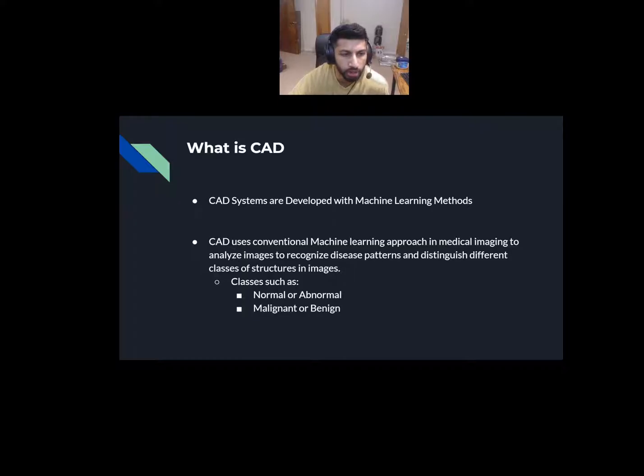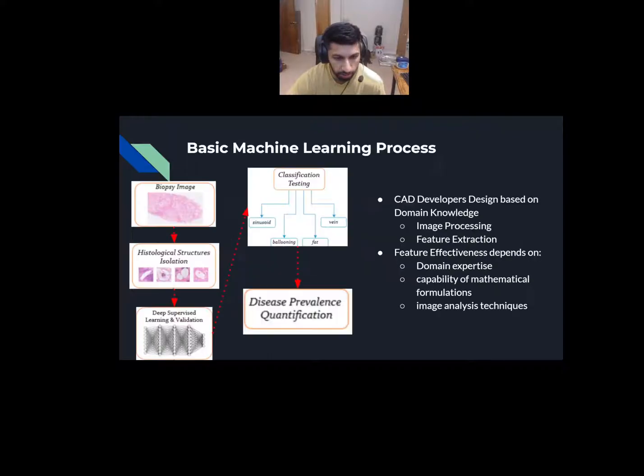So what is a CAD? CAD systems are developed with a machine learning method. Before, CAD used conventional machine learning approaches in medical images to analyze the image, recognize disease patterns, and distinguish between different structures in the image. Classes could be normal or abnormal, or malignant or benign, as stated in the paper.